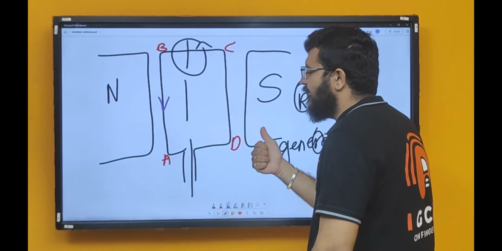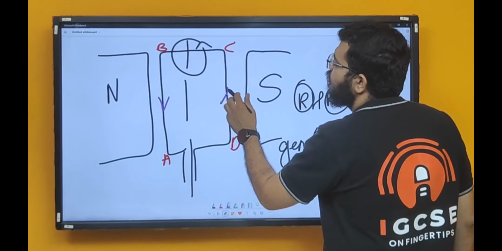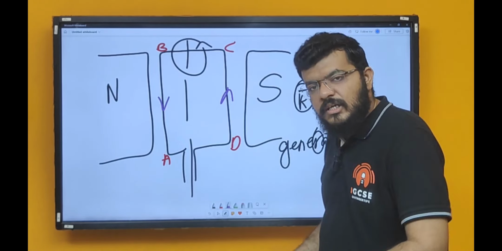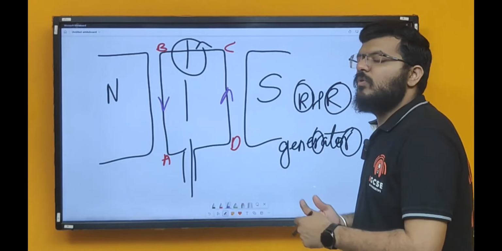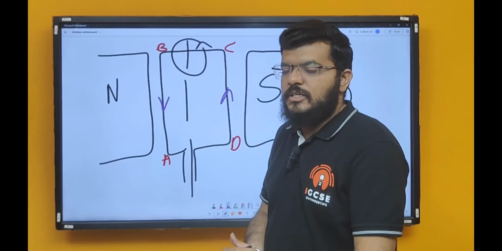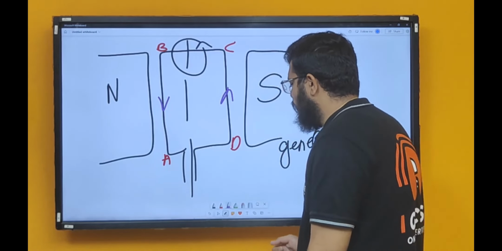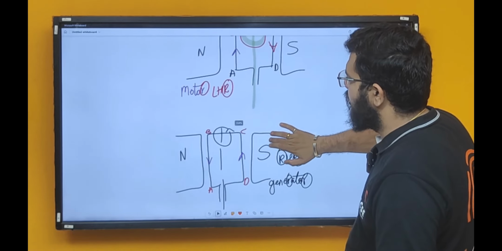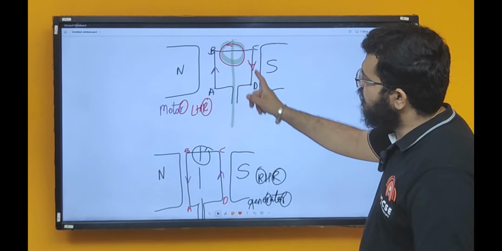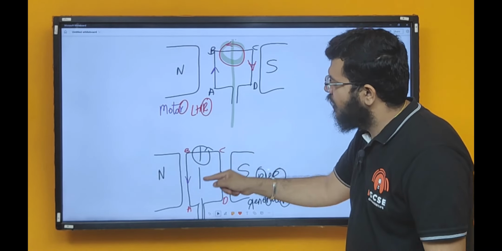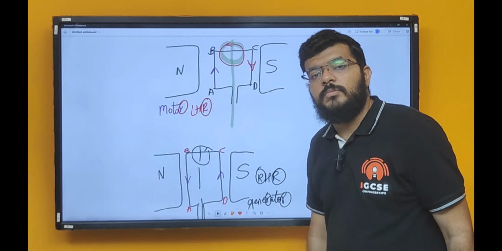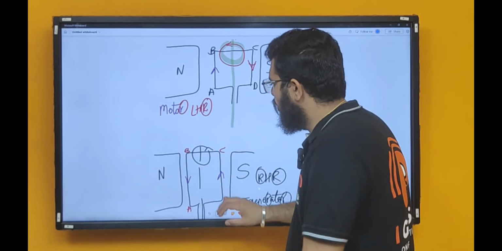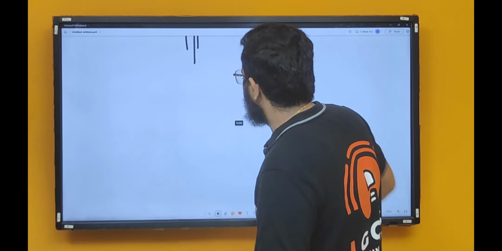Using the same logic, you will find that the current goes from D to C when the generator is in this position. Generally, they ask us what is the direction of current or what is the direction of motion. Because we have used different hand rules, it is evident that in both of these examples, the direction of motion of the coil is the same, but the direction of current is opposite, and that is the logic behind these things.